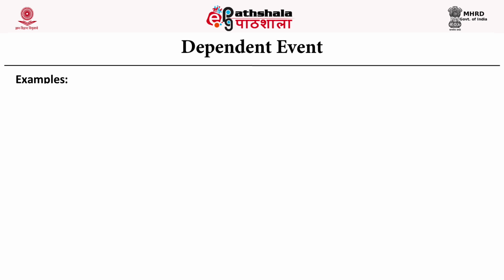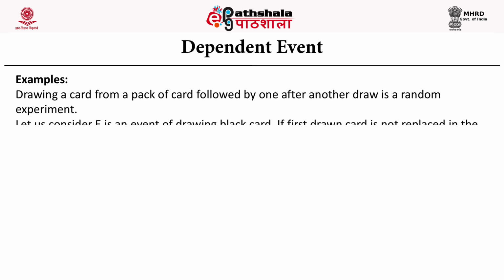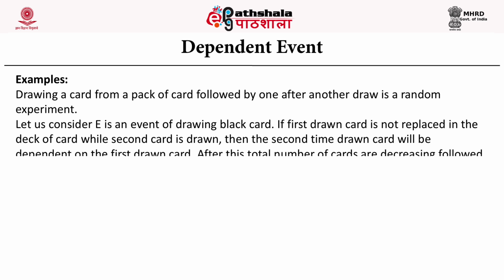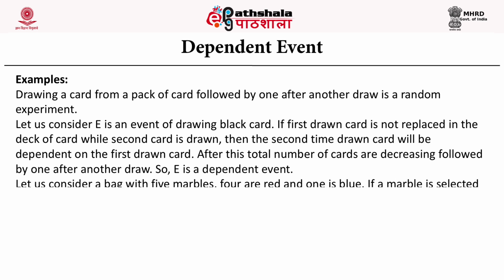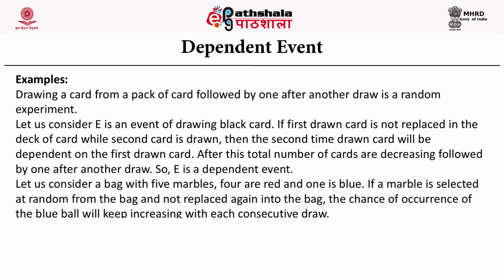For example, drawing a card from a pack of cards, followed by one draw after another, is a random experiment. Let us consider E as the event of drawing a black card. If the first drawn card is not replaced in the deck while the second card is drawn, then the second drawn card will be dependent on the first drawn card. After this, the total number of cards keeps decreasing with each successive draw. So E is a dependent event.